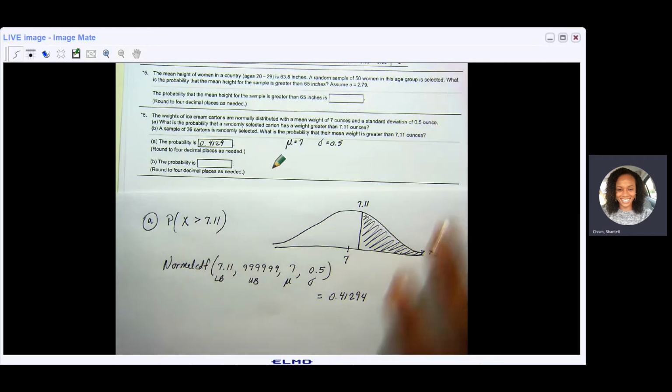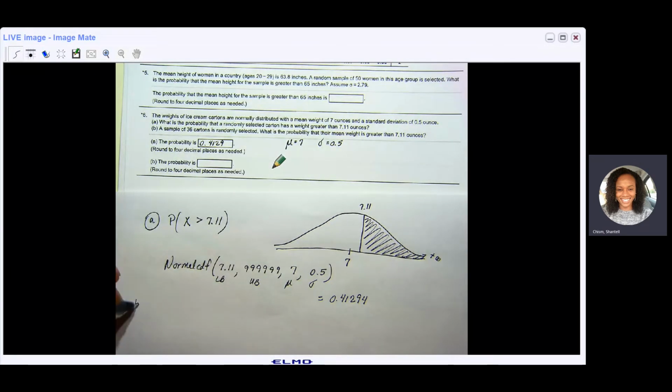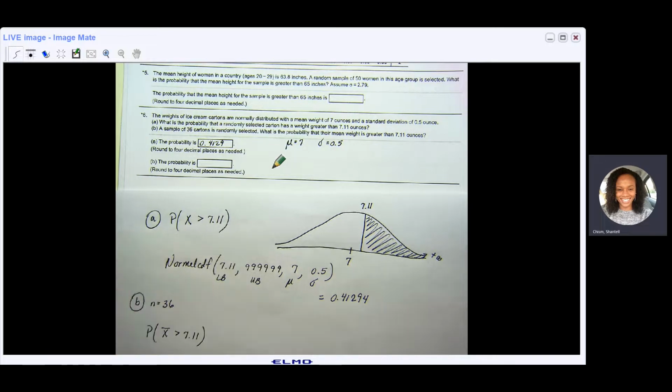All right, look at part B now. It says on part B, a sample of 36 cartons, so n is 36 here, is selected. What is the probability that their mean weight, so that means the mean weight of the sample, is greater than 7.11? So the probability that X bar is greater than 7.11 is what we're looking for here.